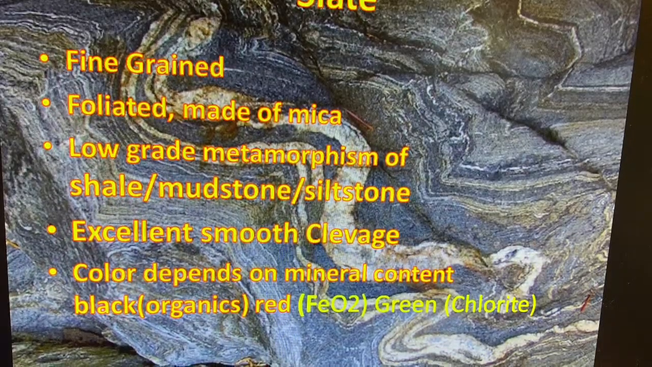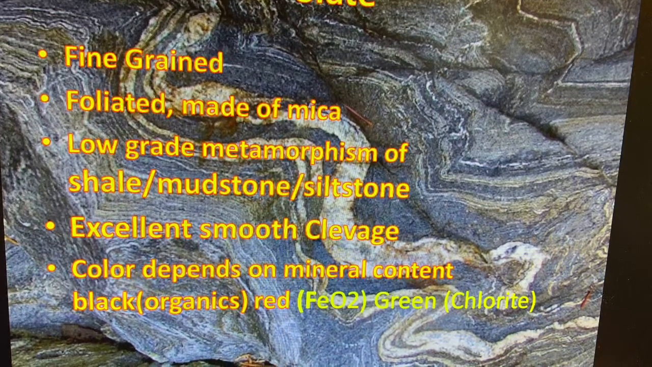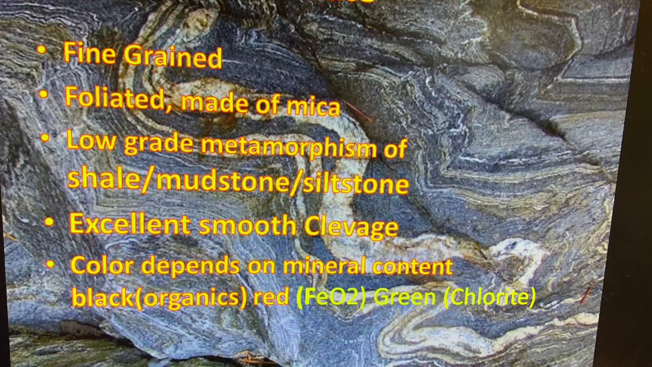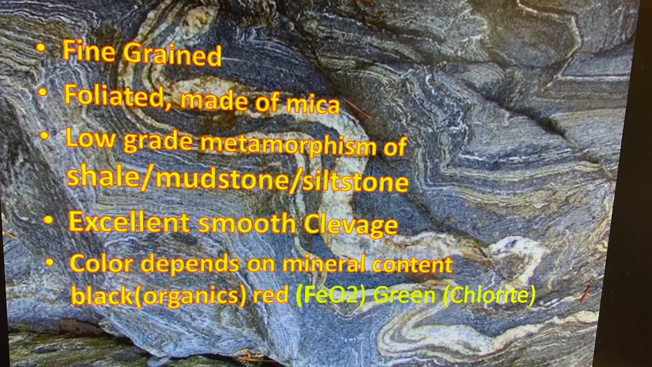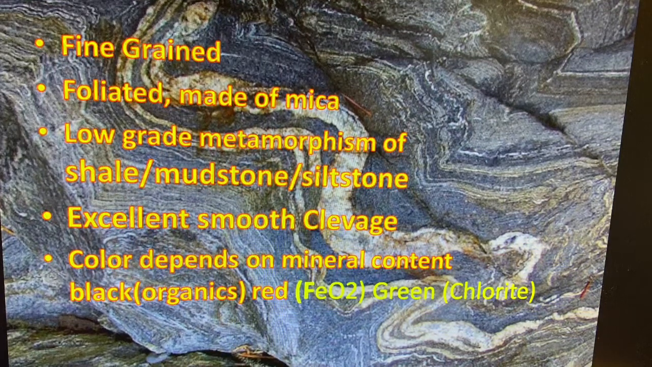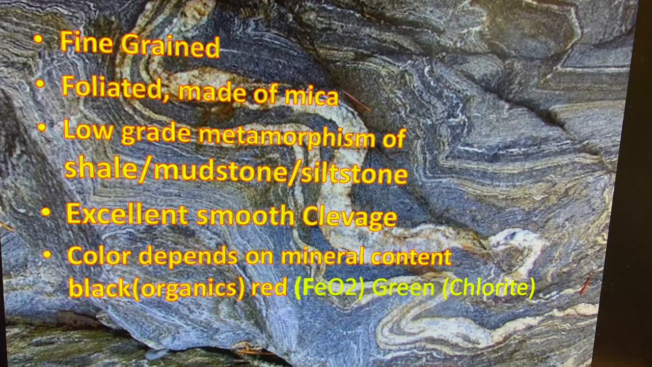Slate is an example of a fine grain, foliated, regionally metamorphic rock. It is mostly made out of mica. If you remember, mica were those minerals that were like pieces of plastic. They look like they peeled away really easy. That's going to be important in a second. It's an example of low-grade regional metamorphism.